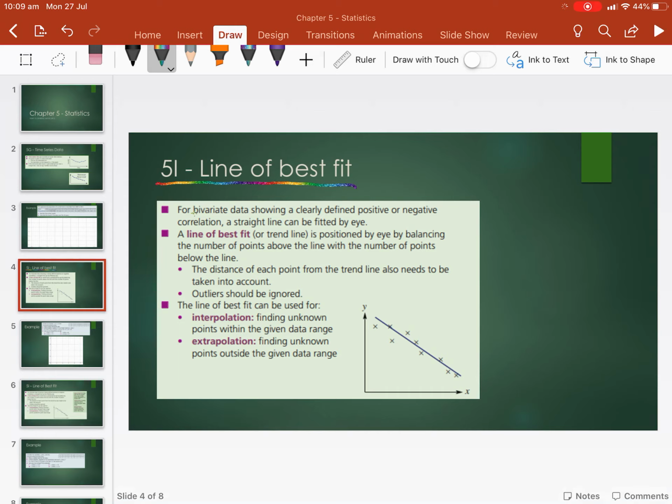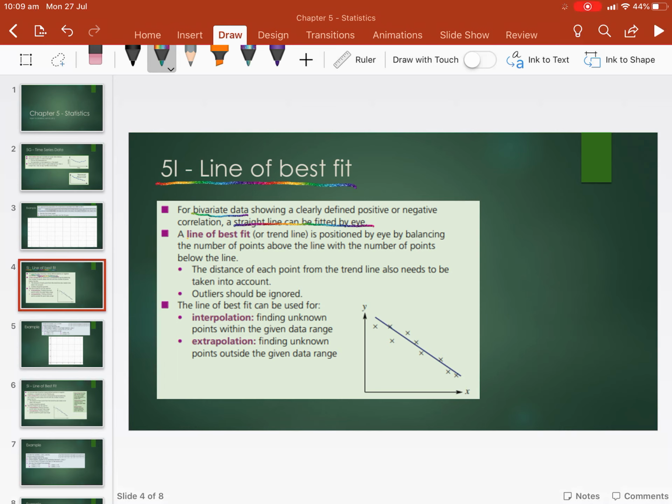We're looking at bivariate data, okay, so remember that bi meaning two and variate is variables. So we've got two variables and they're showing a clearly defined positive or negative correlation. Correlation just means like a relationship. They're showing something, combined, it's showing either positive or negative values. So a straight line can be fitted by eye. Okay, so we can fit a straight line onto a graph to show whether your data is positive or negative.